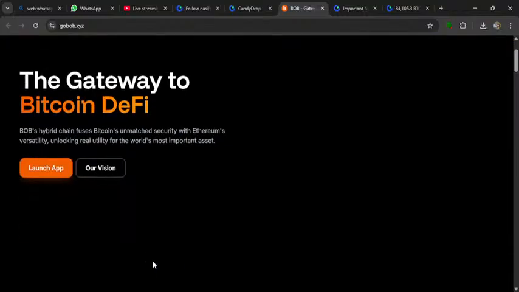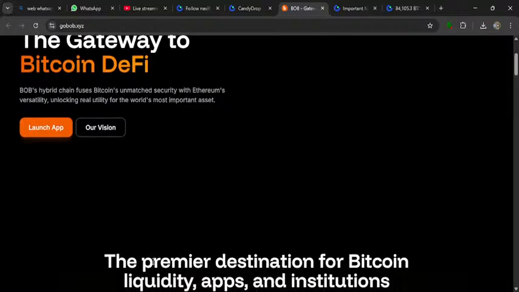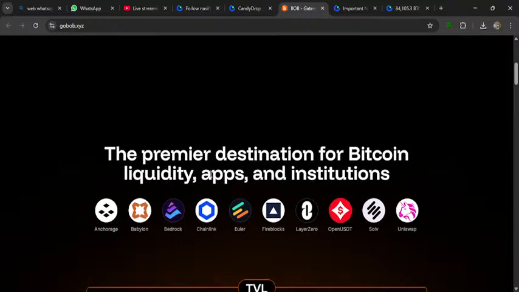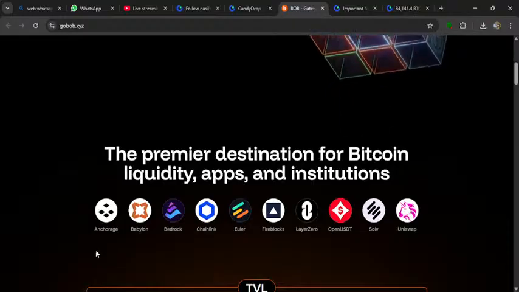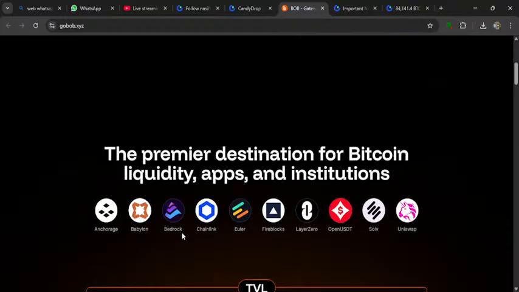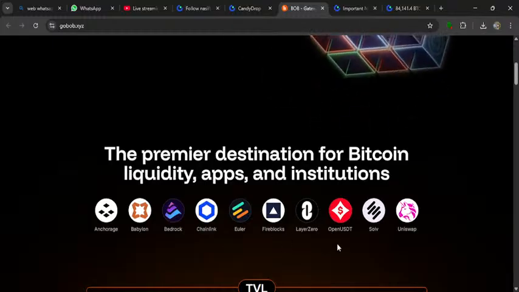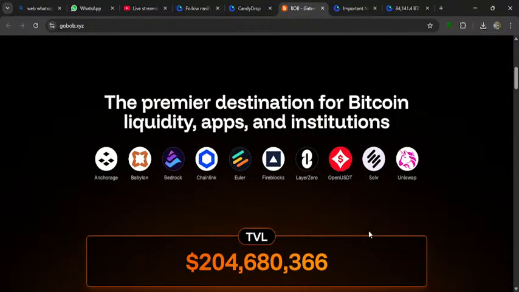BOB hybrid chain pairs Bitcoin's unmatched security with Ethereum's versatility and unlocks real utility for the world's smartest and most important asset. Look at the launch and our vision: the premier destination for Bitcoin liquidity, apps and institutions like Anchorage, Babylon, Bedrock, Chainlink, Euler, Fairblock, LayerZero, Open Institute, Solv, and Uniswap.